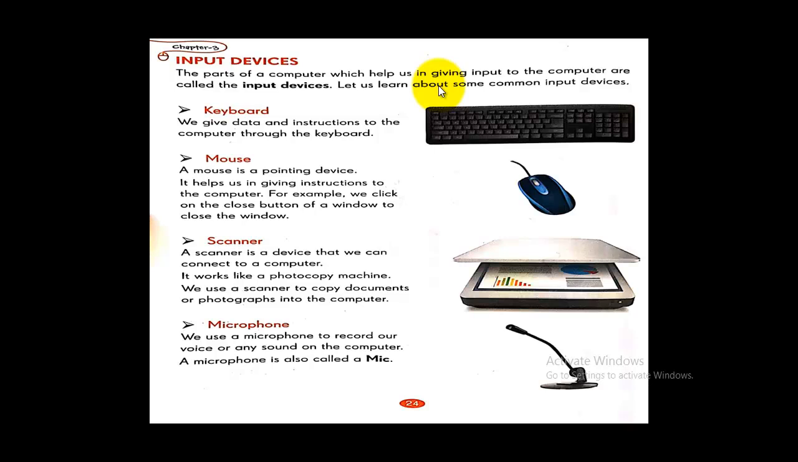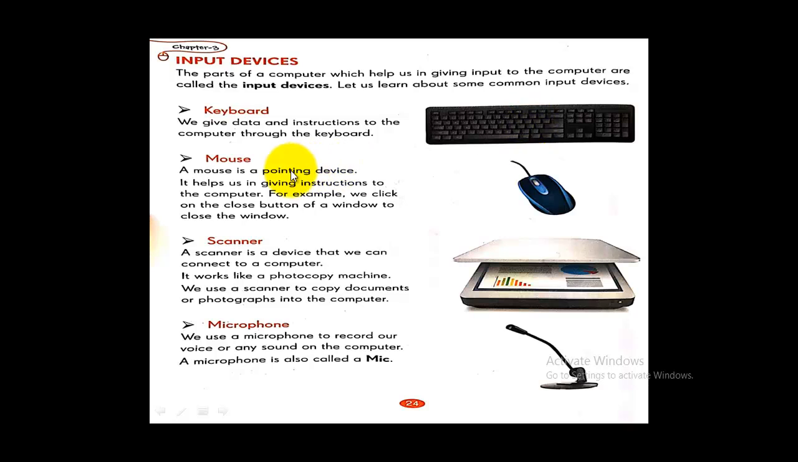Suppose I want to type a name, Rama, R-A-M-A. Now using what device should we type the alphabet R-A-M-A, Rama? We should use a keyboard. So this keyboard, which is used to type letters, is known as an input device.